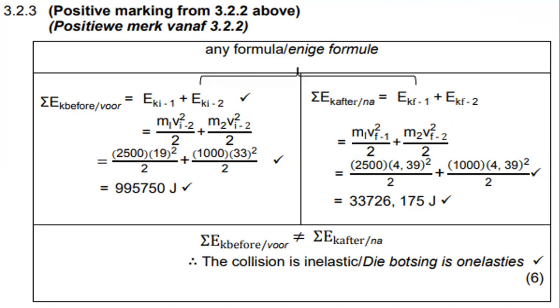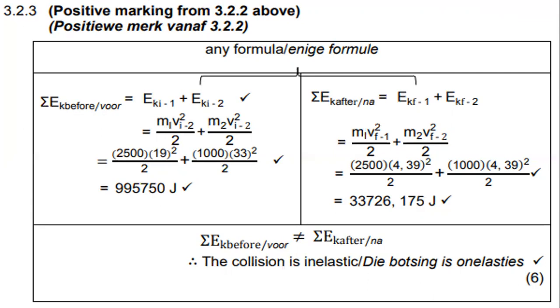Then it is half mv squared. In other words, it's mv squared divided by 2 plus, for the car, it's mv squared divided by 2. So that's half mv squared basically. Then we say the mass of the truck is 2,500 multiplied by the final velocity of the truck.